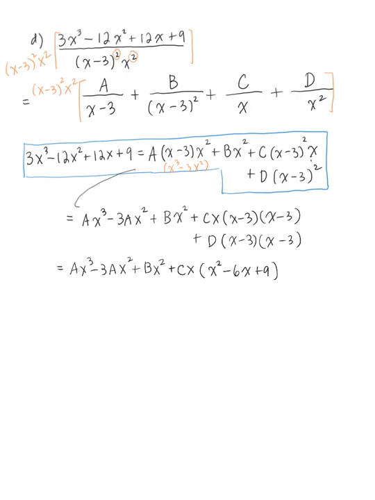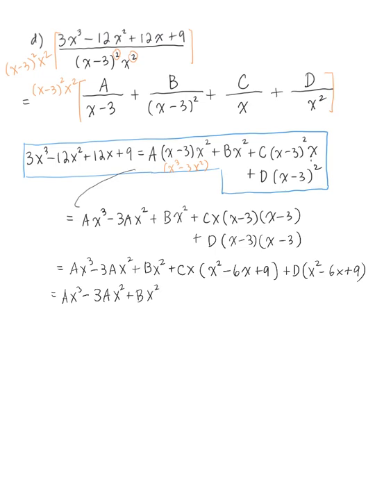All right, and then plus d times the same thing, right? Because that's another x minus 3 times x minus 3. So you're going to have x squared minus 6x plus 9. All right, now let's keep going. So now this is going to be ax cubed minus 3ax squared plus bx squared.